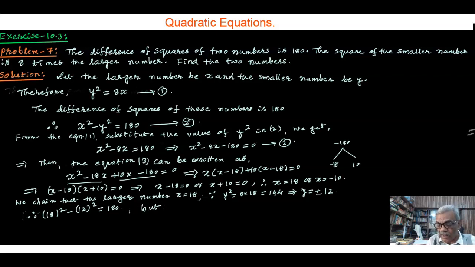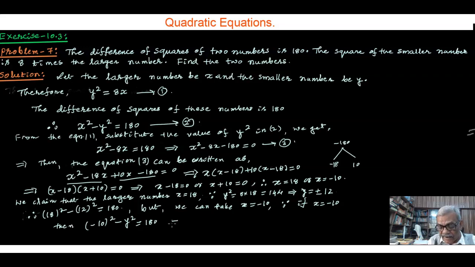But we cannot take x is equal to minus 10, because if x is equal to minus 10, then minus 10 whole square minus y square from the second equation is 180, and that is going to be 100 minus y square equal to 180. This implies minus y square is equal to 80. You can take this 100 to the right hand side, or I can write down y square is equal to minus 80.